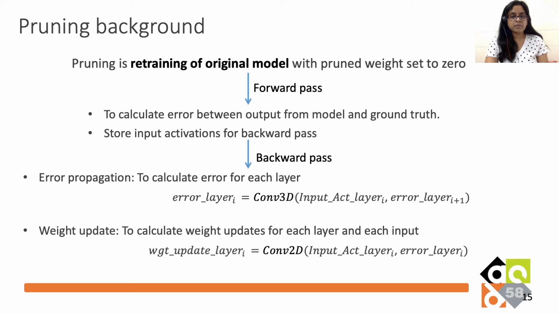The backward pass itself has two components. The first is error propagation, in which we calculate error for each layer, and it's a 3D convolution. The next step is weight update, which is used to calculate the weight update for each layer, which is a 2D convolution of the stored input activation and the layer error computed during error propagation.